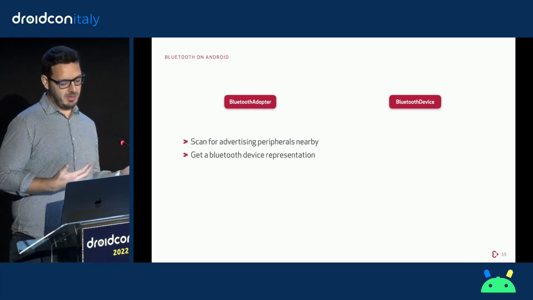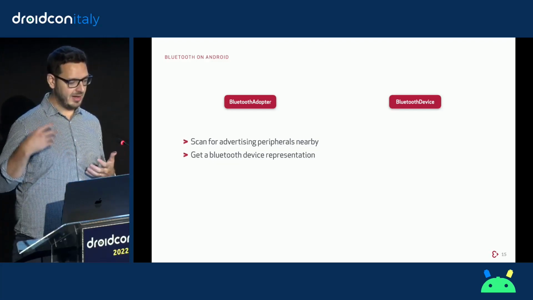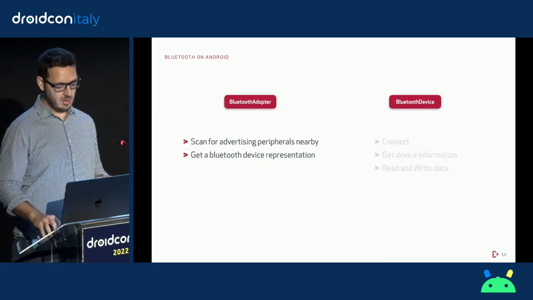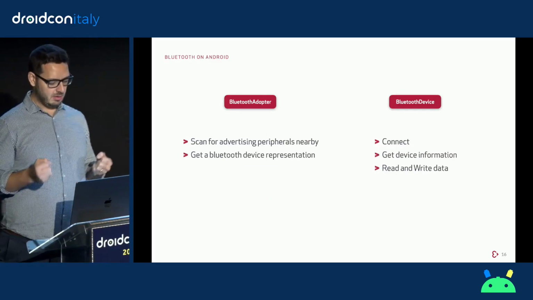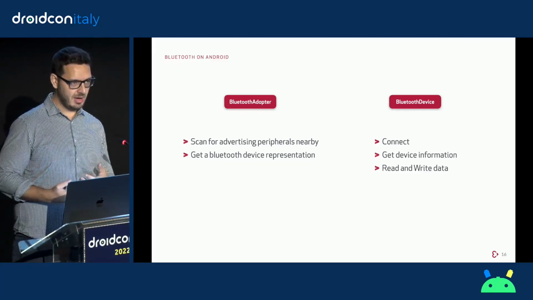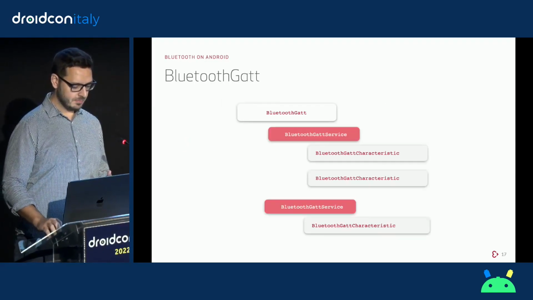To recap, the main responsibilities of the Bluetooth adapter are to scan, to find Bluetooth devices nearby, and to get the Bluetooth device object. From the Bluetooth device, you can perform the actual connection, get device information like the serial number and the firmware version, and also exchange data.